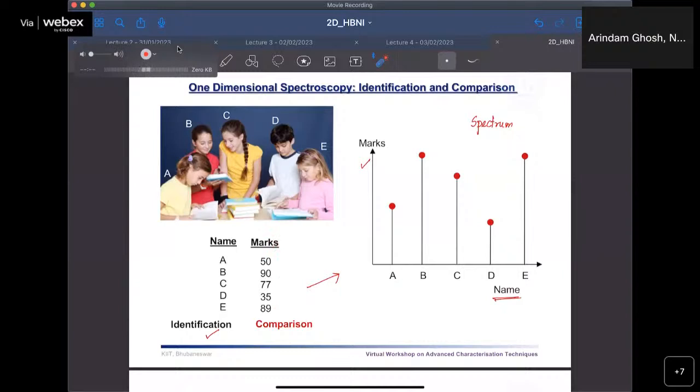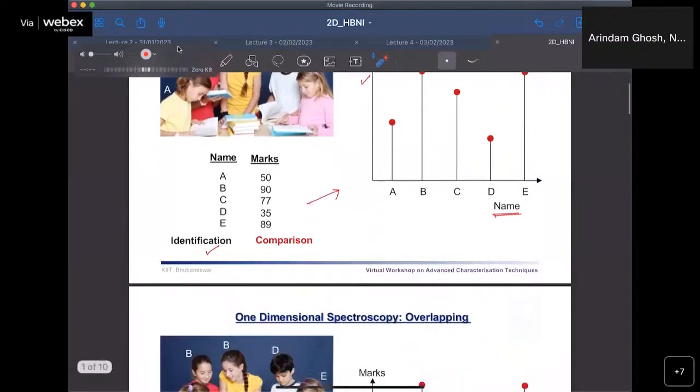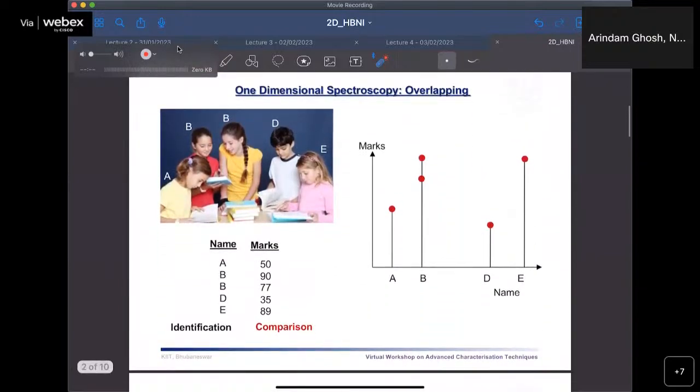Now, the question is, this is all fine, right? It looks like a spectrum. But now, if I have a situation where I have the identification, but I have a problem because 2 of these names are the same. That means I have an identification problem. Her name is also B, her name is also B. So although I have a comparison, these 2 lines are exactly on top of each other, and now I cannot identify which one is what.